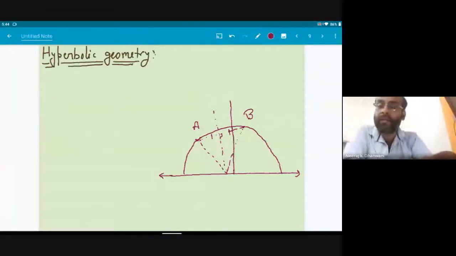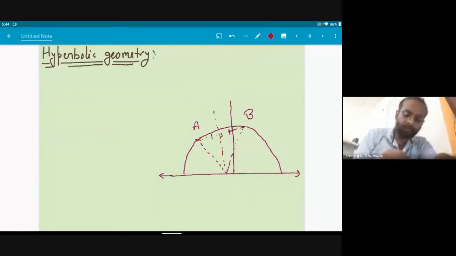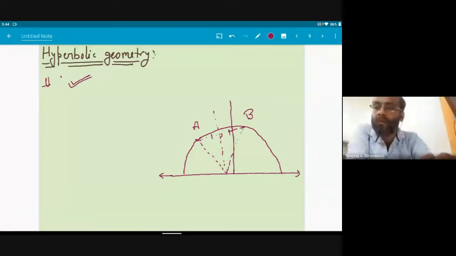Why do we need this? What about our first postulates in the Euclidean geometry? There is a unique line. The first postulate is true. There is a unique line if you give me any two points.